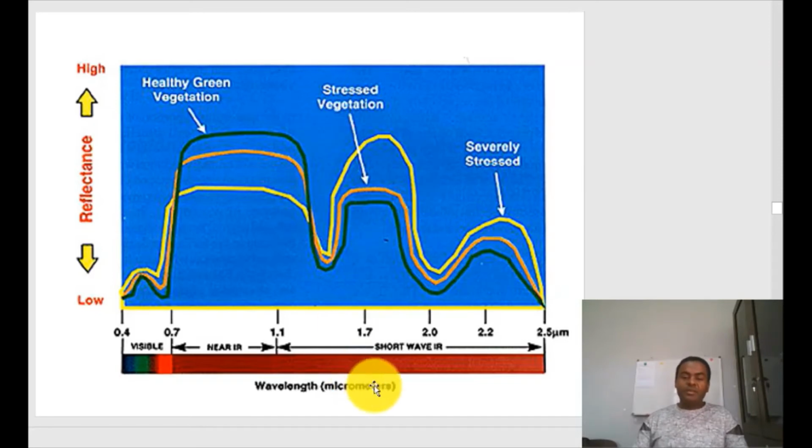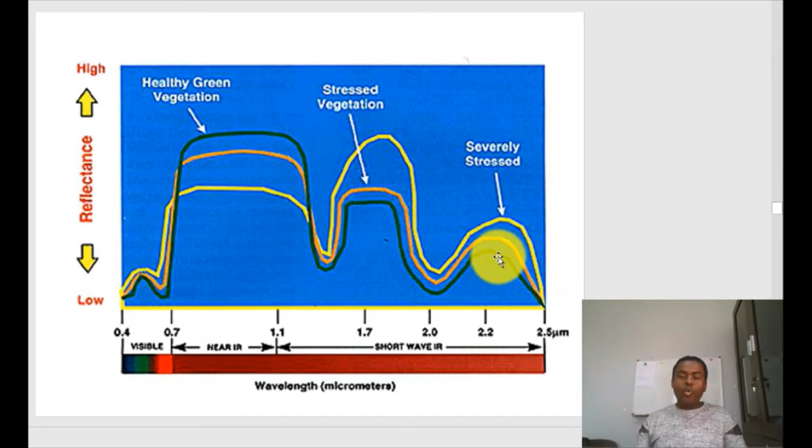If the leaf is dry, this portion of the spectrum is controlled by the water content. In this portion of the spectrum, the higher reflected curve shows you that this is severely stressed, this is moderately stressed, and this one is healthy. If there is no water in the leaf, that means the leaf is stressed. If the leaf is stressed, the reflected signal will be higher in this portion of the spectrum. So you can easily identify the severely stressed, moderately stressed, and the healthy one.